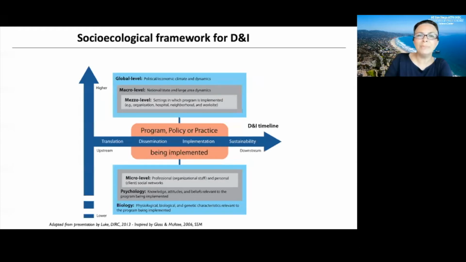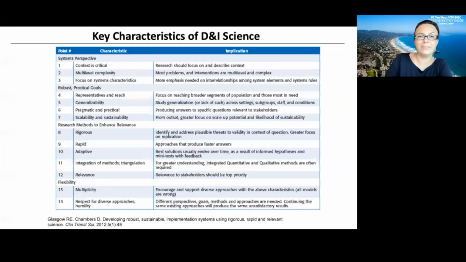It is also important to remember to place D&I research into the context where it is used. Most, if not all, work done in D&I science is conceptualized in multi-level complex contexts, often requiring interventions at multiple levels. These complex structures, of course, will have an impact on what type of models, methods, and measures can be used successfully in D&I science.